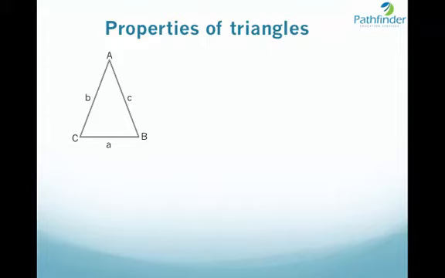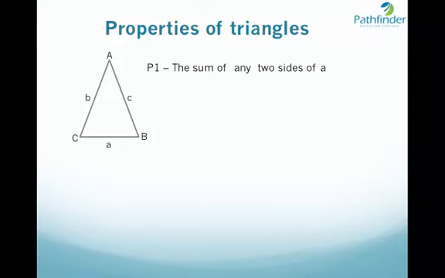So if ABC is a triangle, and you will notice that we have small a, small b and small c as sides opposite angle A, angle B and angle C. This is a standard nomenclature that we will follow throughout this session.